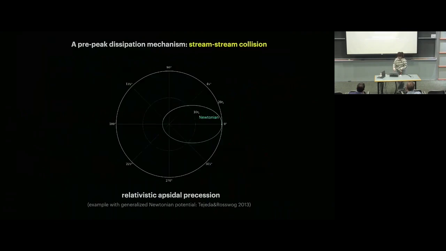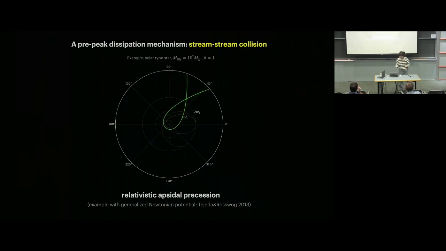The particular process I've been thinking about is the so-called stream-stream collision, and this happens when we introduce relativistic precession into this debris orbit. Looking at the schematic plot, if we have a Newtonian orbit, here is an example of an elliptical orbit. If we introduce the apsidal precession, now the orbit will be shifted by some amount when passing the pericenter, leading to this stream self-intersection, the so-called stream-stream collision shock. And if we use a set of parameters that are more relevant for TDEs, here I'm showing a 10^7 solar mass black hole disrupting a solar type star.